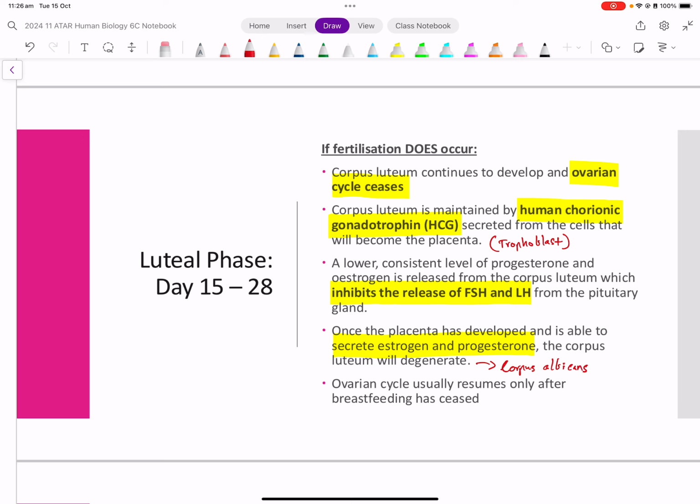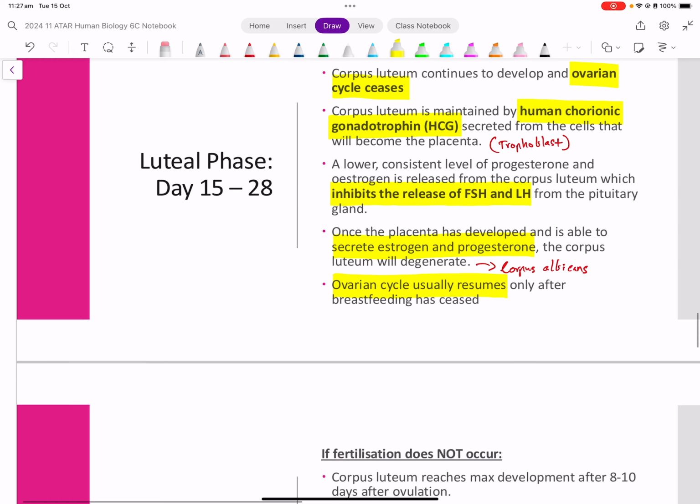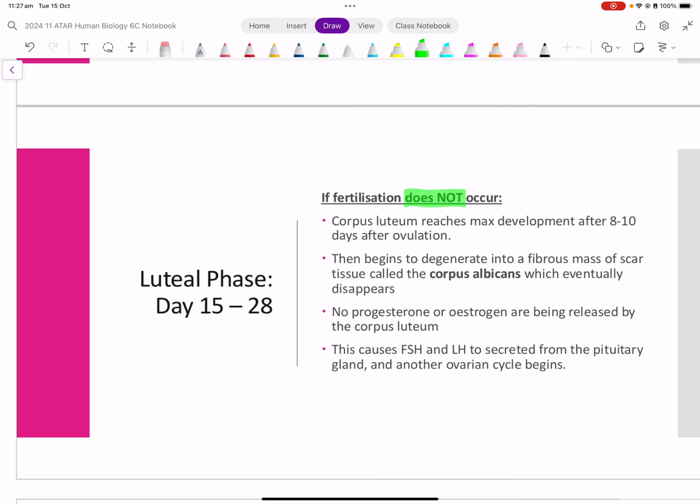Now, once that corpus albicans has finished degenerating, and once the woman has finished going through that period of gestation or pregnancy, and also through breastfeeding, then at that point in time, the ovarian cycle usually resumes. On the other side of things, if fertilization does not occur, that corpus luteum develops up until about 8 to 10 days after ovulation. Not 8 to 10 days into the cycle, but after ovulation. So if ovulation is on day 14, this is happening anywhere on day 22 through to 24.